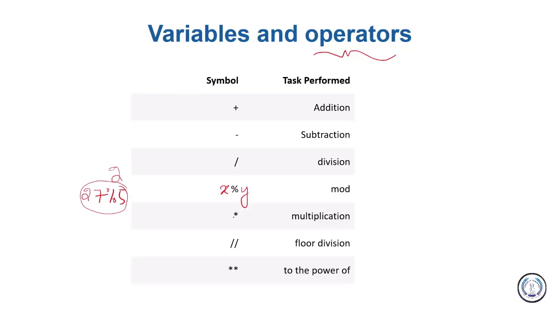This multiplication, this star symbol, is used as multiplication. Like in mathematics, we normally write this cross symbol, but in Python and in most programming languages, the star symbol is used to achieve multiplication.